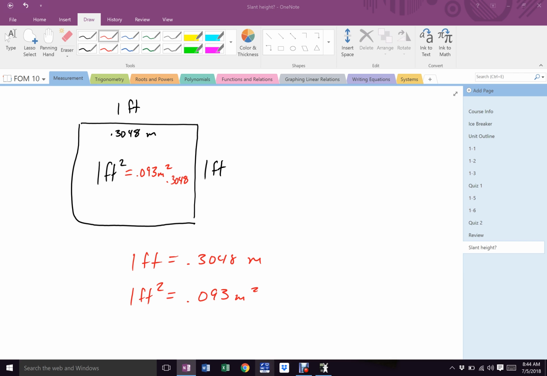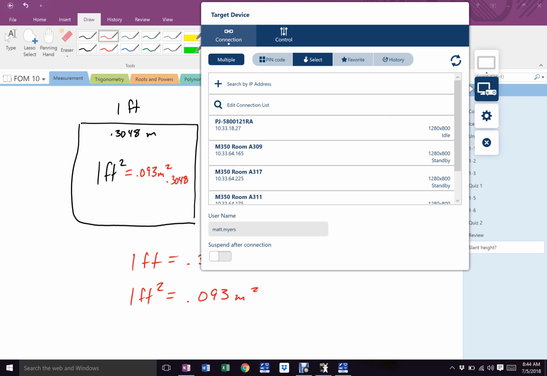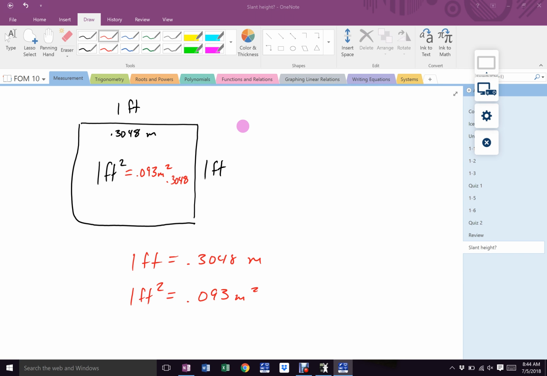Oh, the screen went blank. So no, you don't understand it. Let me get it back. There we go. Does everybody get this? You have to convert twice because you're converting for 2 dimensions. What if I was converting feet cubed to meters cubed? Then I have to convert how many times? 3 times. I have to do 0.3048, 0.3048, 0.3048. Does everybody understand that?